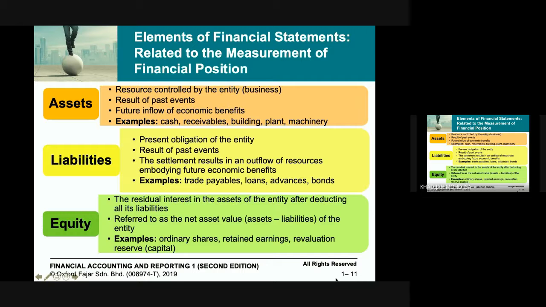So that's why it's named trade payables. You also have your loans, your advances, and your bonds. And finally, you have the equity. So the equity is the residual interest in the assets of the entity after deducting all its liabilities, right? Residual interest refers to the net asset value. So what is net asset value? You have to identify your assets minus all your liabilities. So that would be your entity.